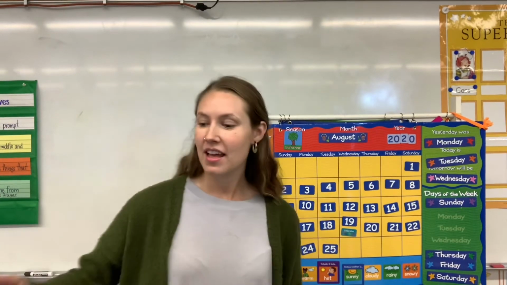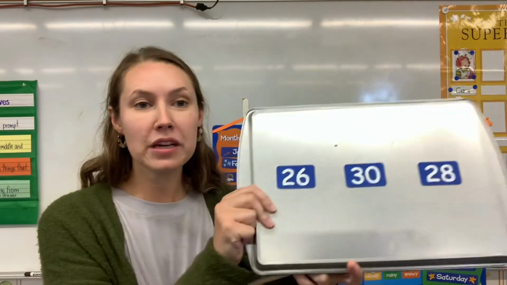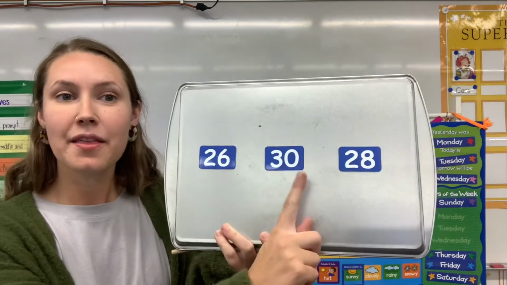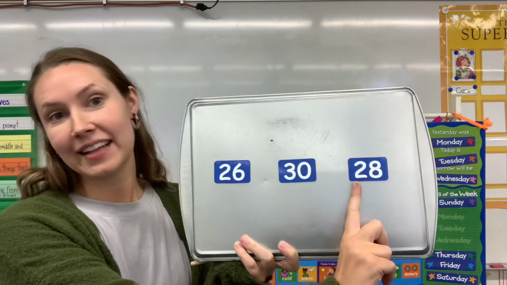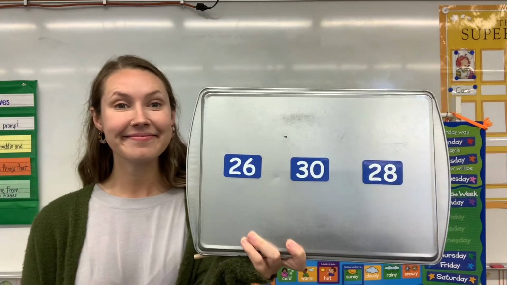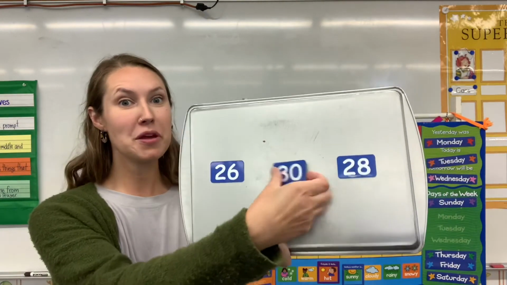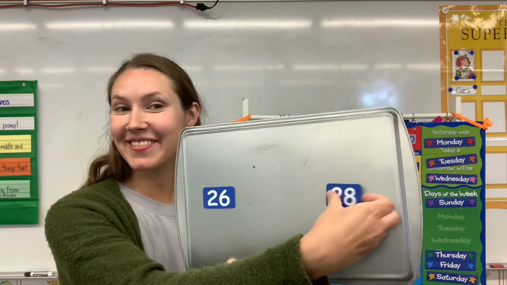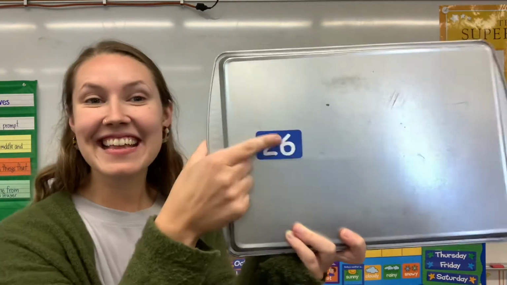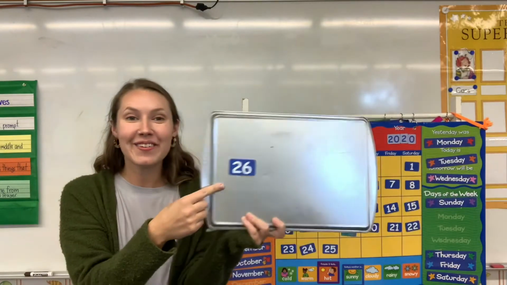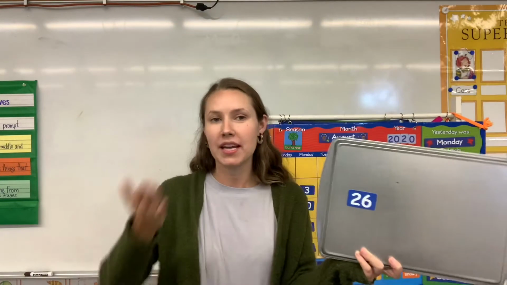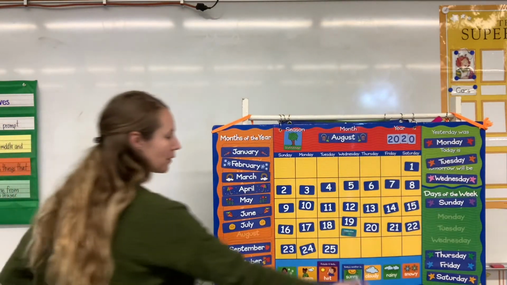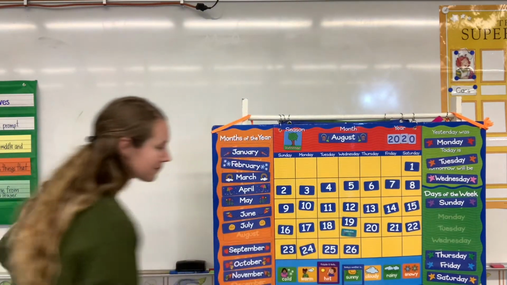26. Now you have to help me. Which one shows me 26? Is it the first number, the middle number, or the last number? Not the middle one. Not the last one. Here it is. The first one showed us 26. If you got that one, give your brain a kiss. Mwah. So now we are going to add our 26 onto our calendar.